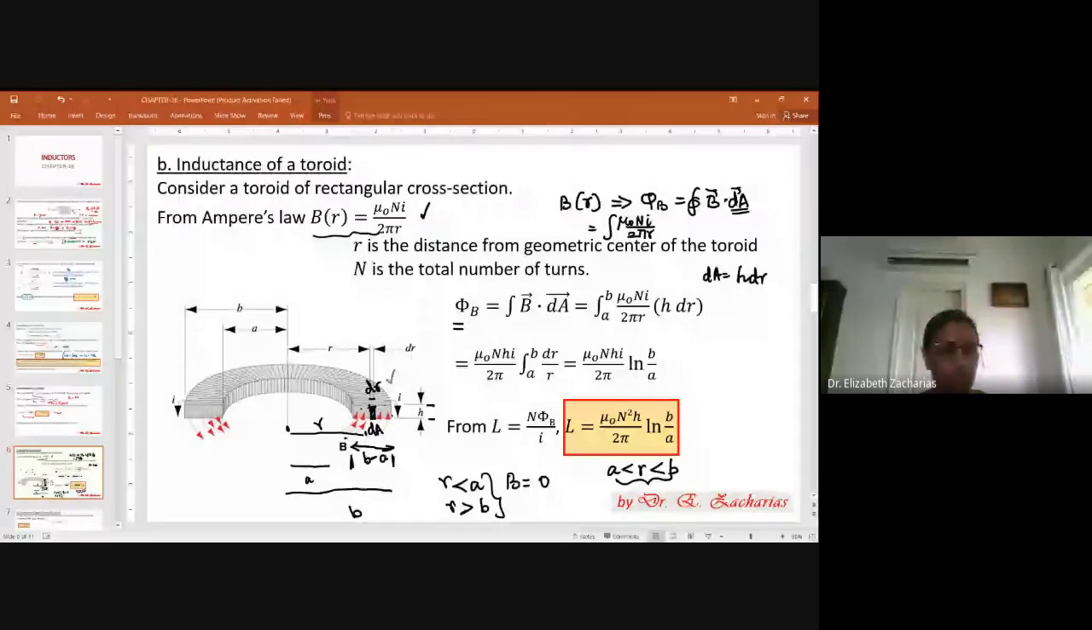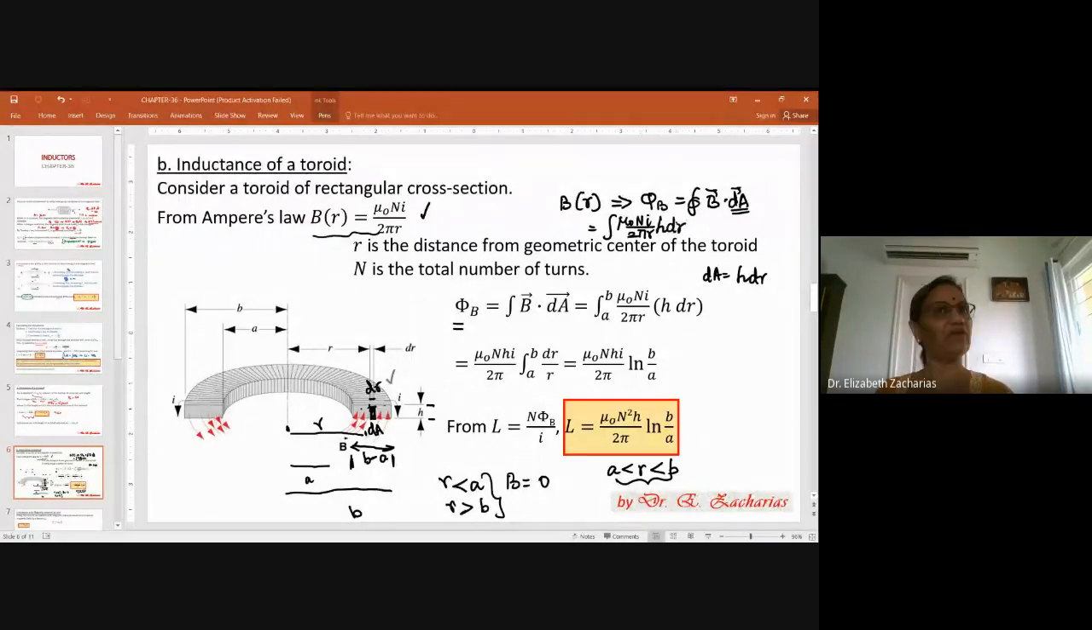Therefore, h into dr. And you should choose your dr so small that the magnetic field is the same at all points on this tiny rectangle. So you should take dr as small as possible. Instead of dA, we'll put h into dr. And another thing we are doing is taking our A vector and B vector parallel to each other. Therefore, no minus sign will be there.